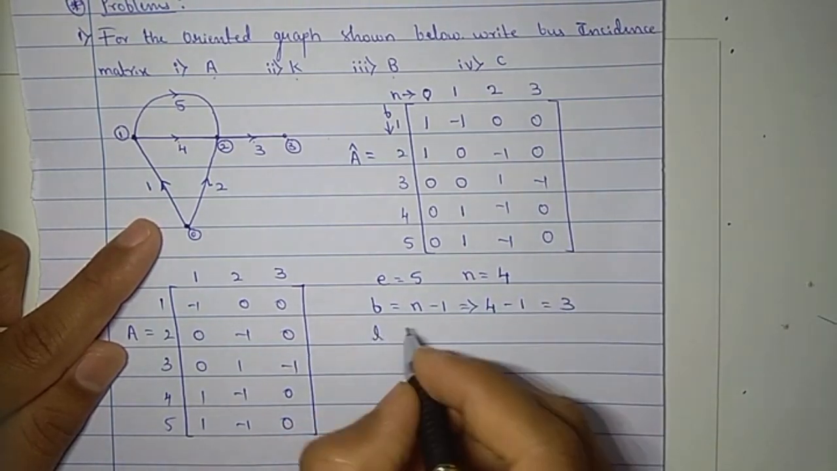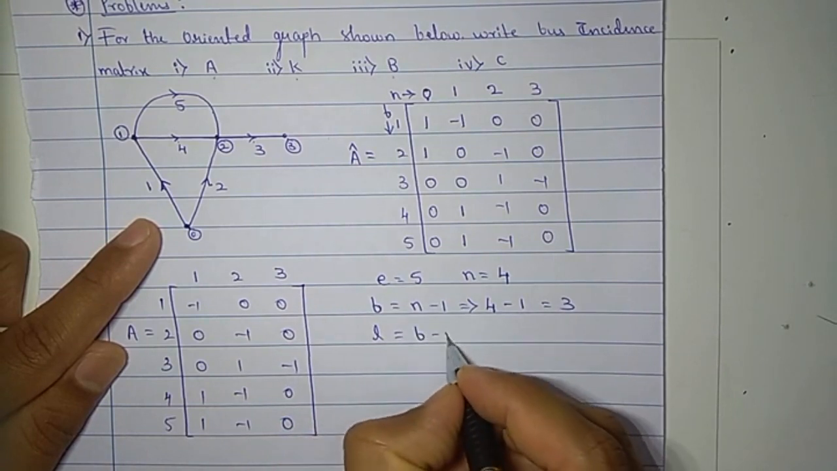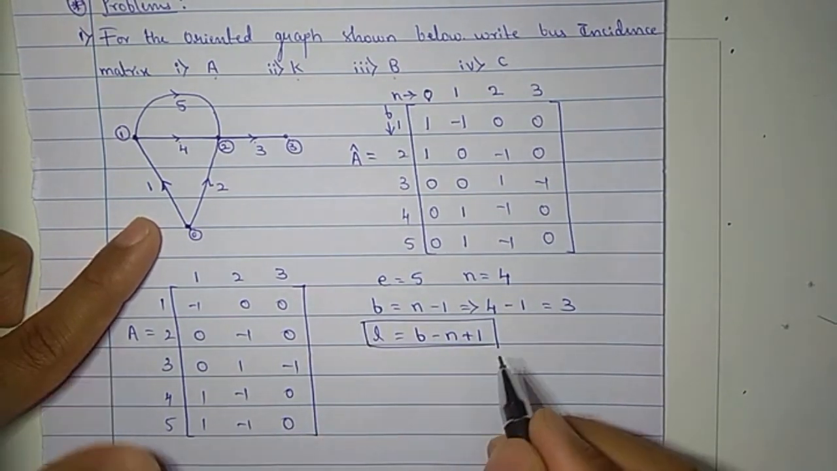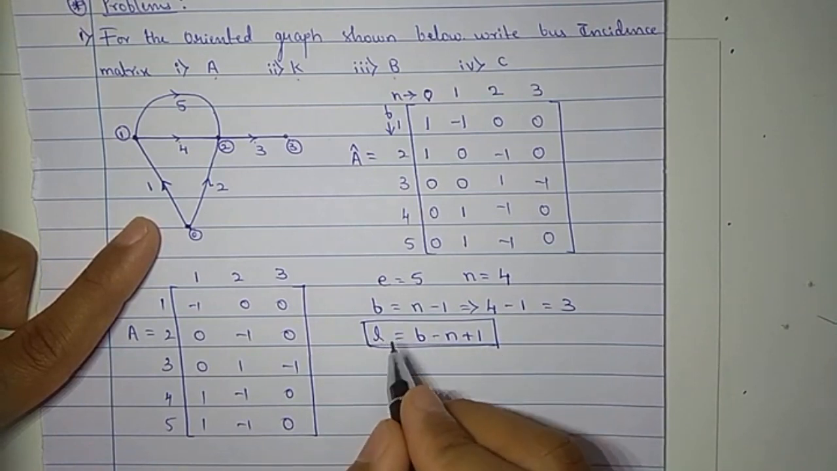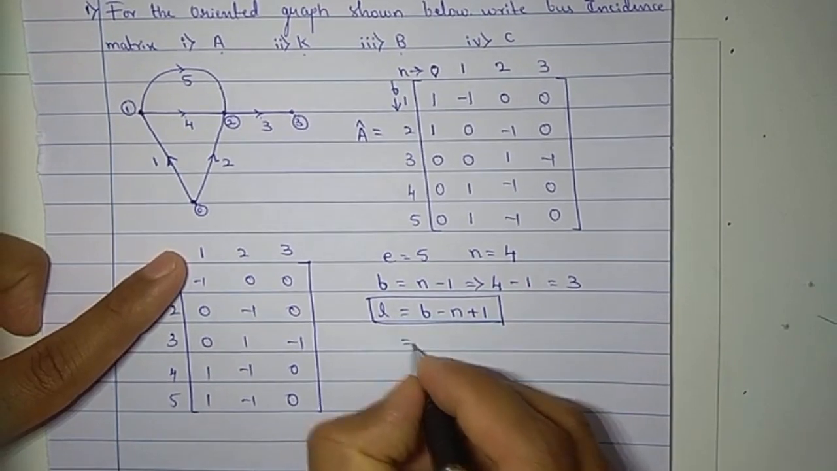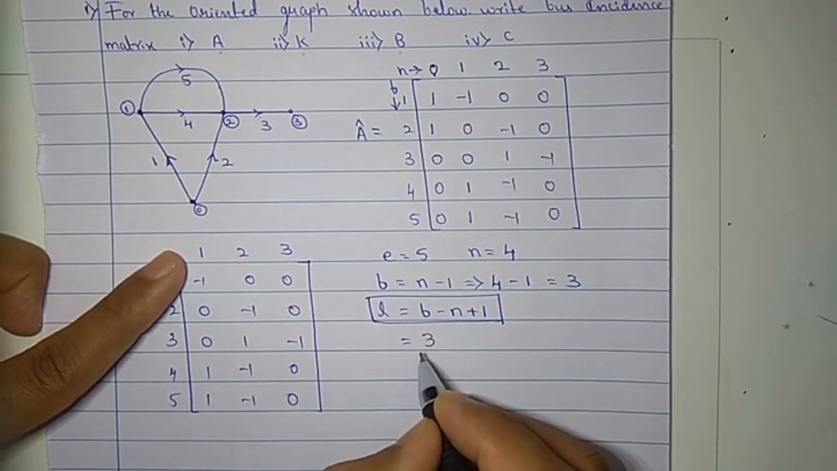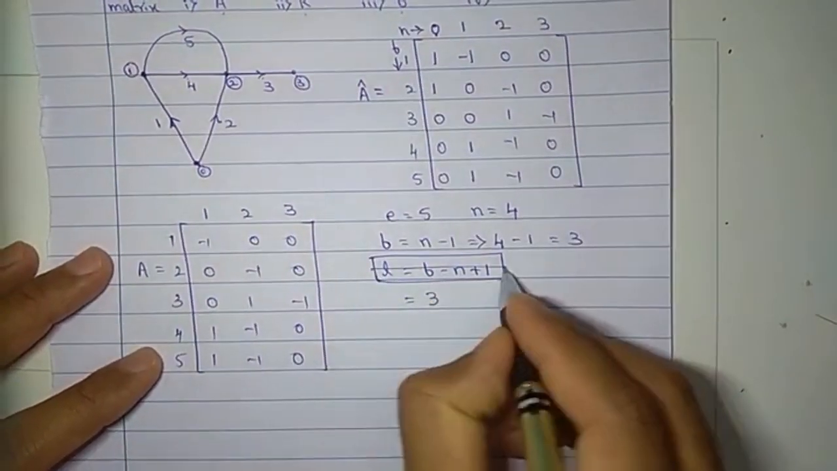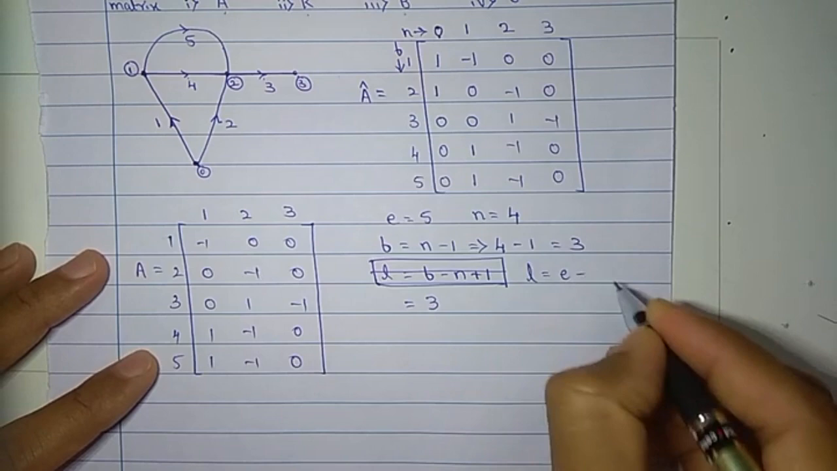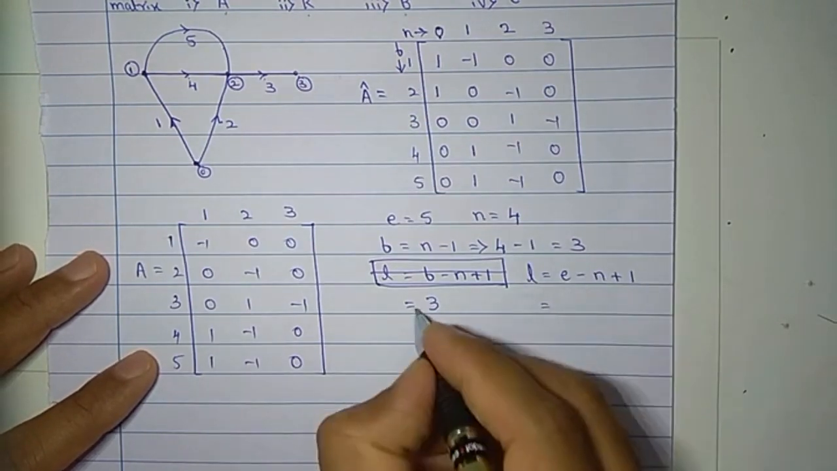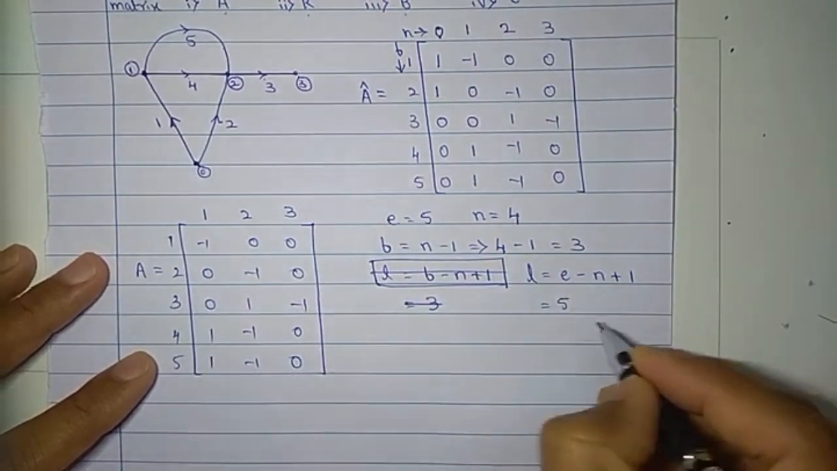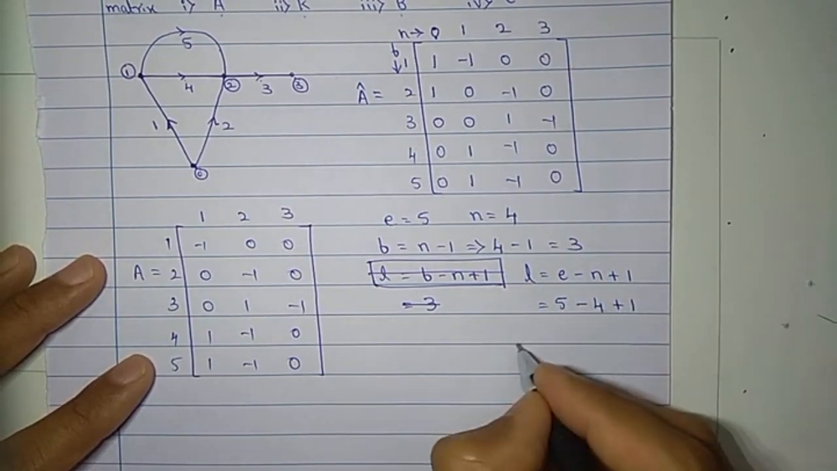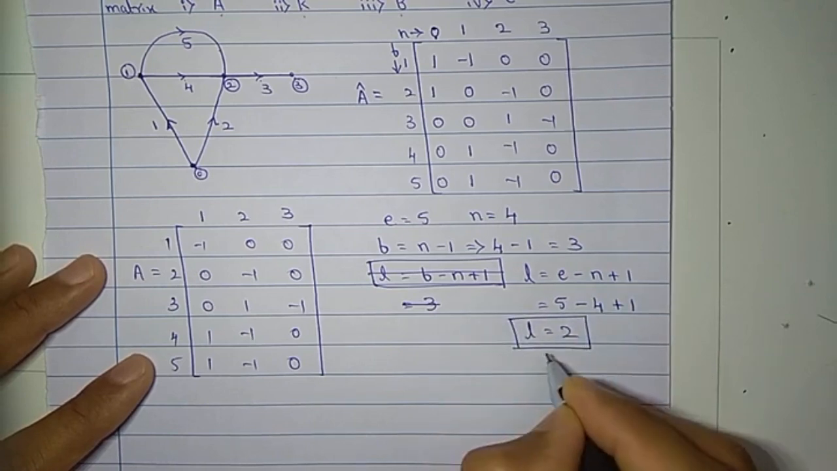Similarly, in order to calculate link, we have formula L equal to B minus N plus 1. This formula I am writing from the definition of tree, co-tree. Refer those definitions. You will be getting these expressions. I have dictated these expressions. Okay, B is nothing but it is 3. Sorry. Okay, in order to calculate link, we have formula L equal to E minus N plus 1. E is nothing but it is element. Totally we are having 5 elements minus number of nodes 4 plus 1. 5 minus 4 plus 1 is 2. So we will be getting totally 2 links.